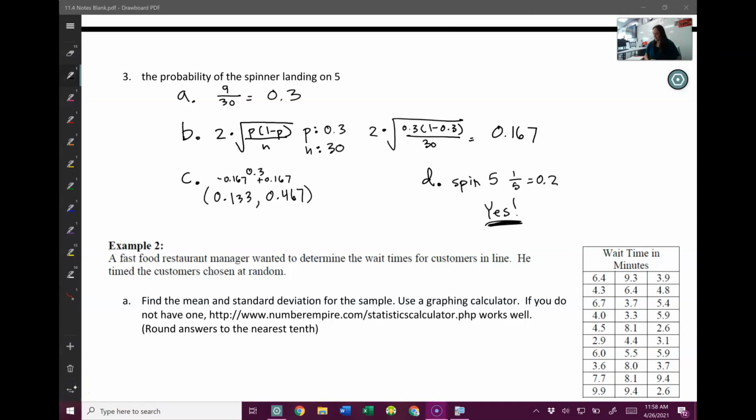Let's see how you did this time. 9 out of 30 is 0.3. So I plug it into my equation with my n of 30 to get 0.167. Take my sample proportion, add and subtract my margin of error. There's my confidence interval. The true chance of spinning a 5 on that spinner is 1 out of 5 or 0.2. And yes, once again, my true proportion is inside my confidence interval.